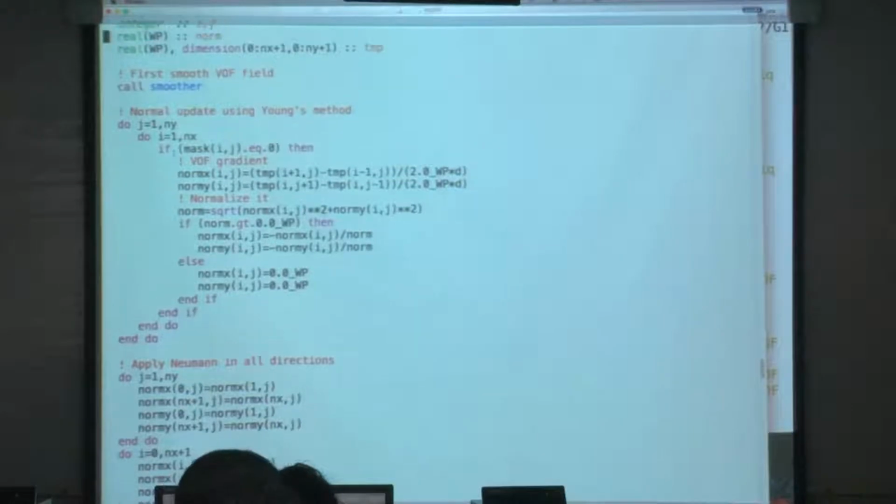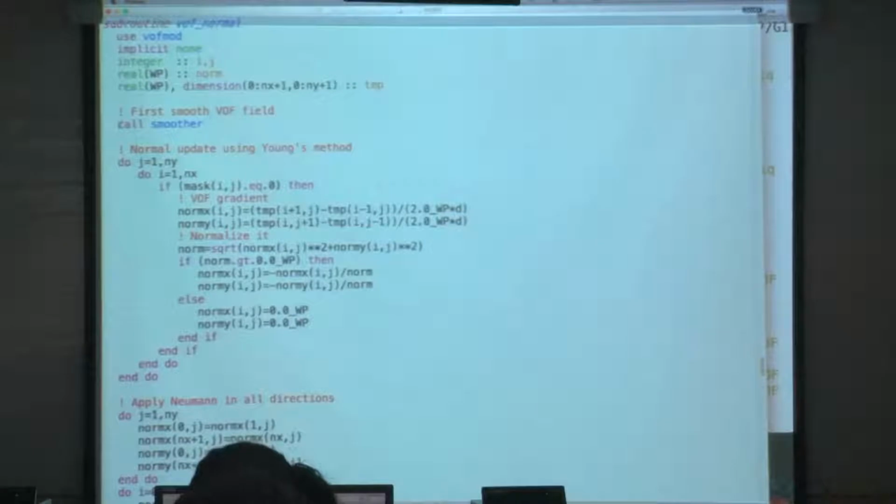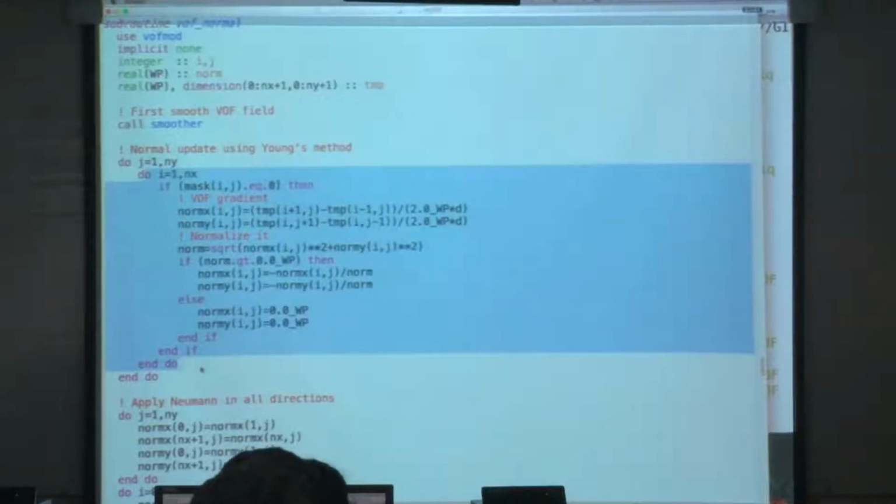What I do is I call the smoothing routine. That takes my Vof, it applies a Laplacian operator on it to smooth it out a bit, and then I do a simple centered gradient. Okay.